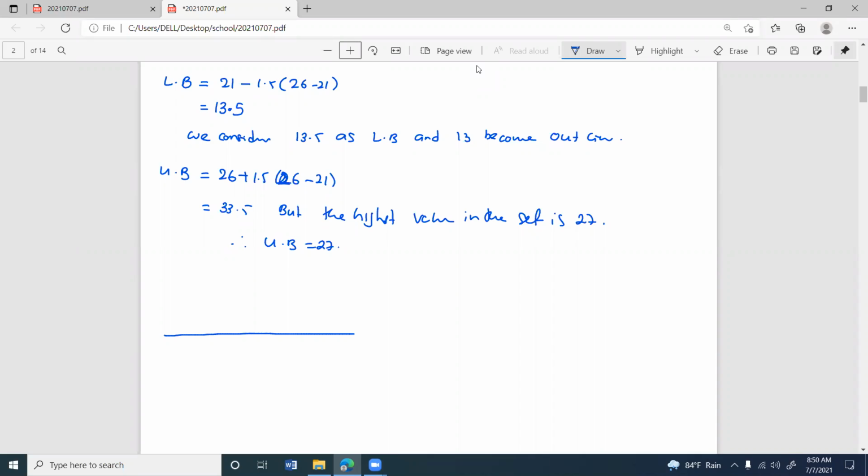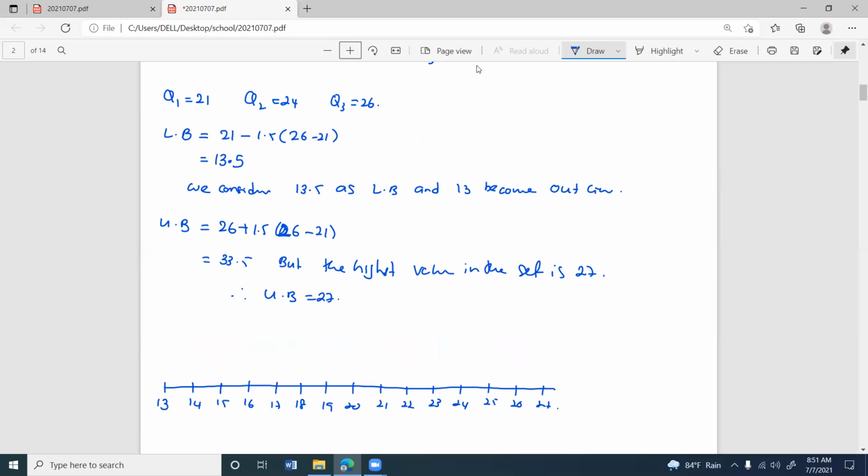When you draw the box plot, we should be able to mark 13 and the upper boundary of 27. So it should be 13, 14, 15, 16, 17, 18, 19, 20, 21, 22, 23, 24, 25, 26, and 27. Then what is the lower boundary? The lower boundary is 13.5. When you mark it, if it is not on the number line, we need to mark it clearly. 13.5 is the lower boundary.